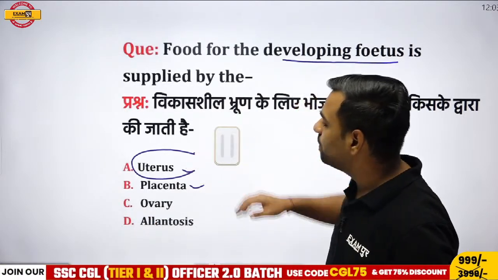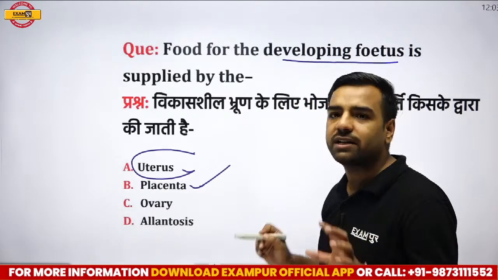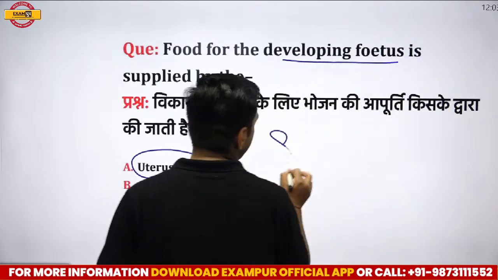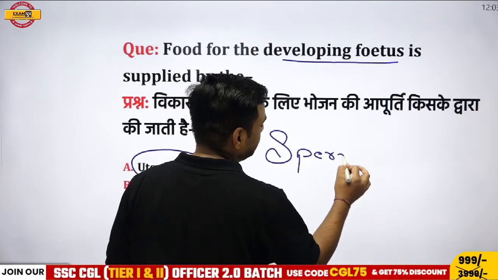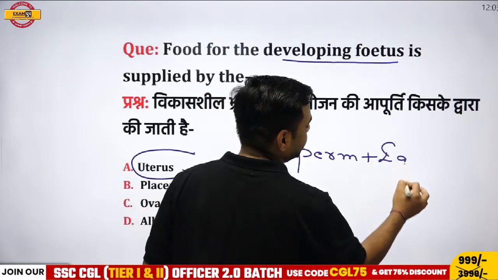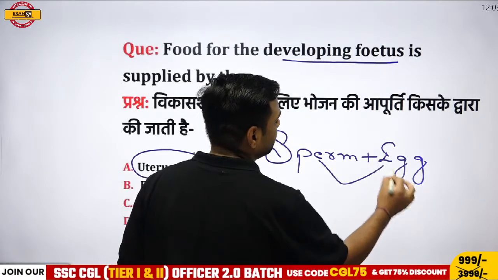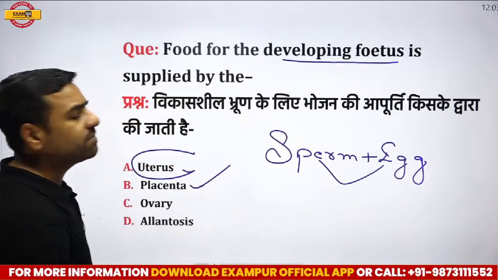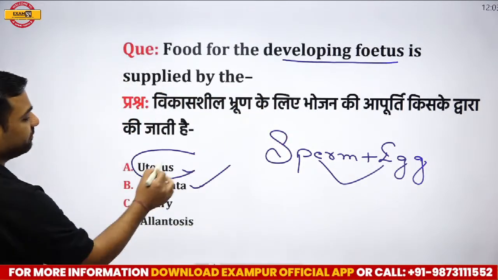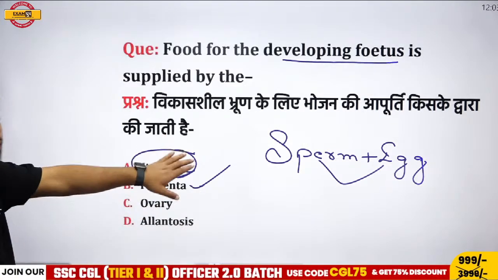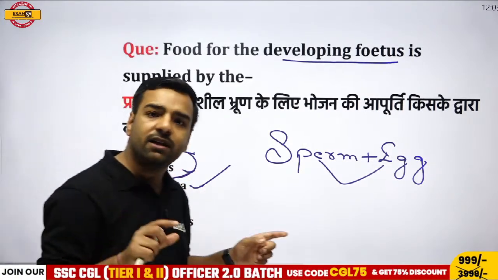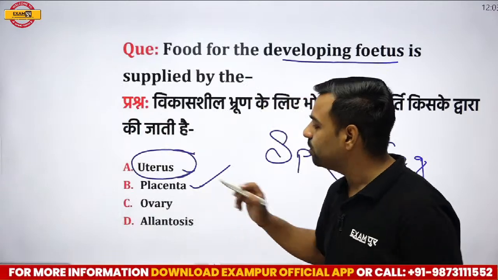So I'm again telling you, when that particular process of fertilization takes place, where the sperm fertilizes with the egg cell, this process is known as fertilization, and this forms zygote, right? From where the baby starts developing, the baby develops in the uterus part. But if the baby needs food, it will get it through placenta.